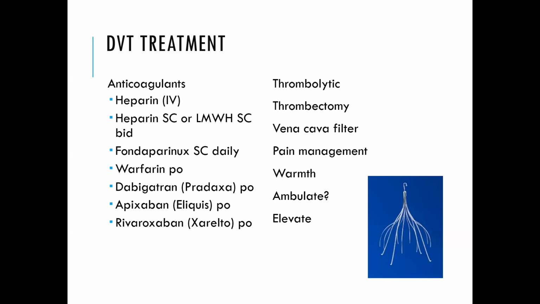Clients can also be on dabigatran for treatment. They can be on apixaban or rivaroxaban. Clients that start out on a heparin drip for DVT treatment, we see them stop the heparin drip, and then within usually about 2 hours, they'll order the apixaban or the rivaroxaban to be given PO. The key thing with DVT treatment is the client is going to be on anticoagulation for at least 3 months. So this client's going to go home on this.